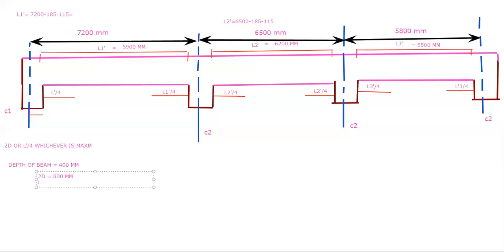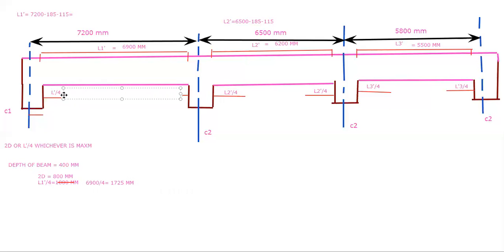Next we have to check L1 dash by 4. So how much will you get? 7200 divided by 4. So 1800. So this will be maximum. Sir, this L1 dash is 6,900. Oh, sorry. Wait. This L1 dash by 4, this you have to check. This is wrong. You have to check 6900 divided by 4. So 6900 divided by 4, how much are you getting? 1725 mm.